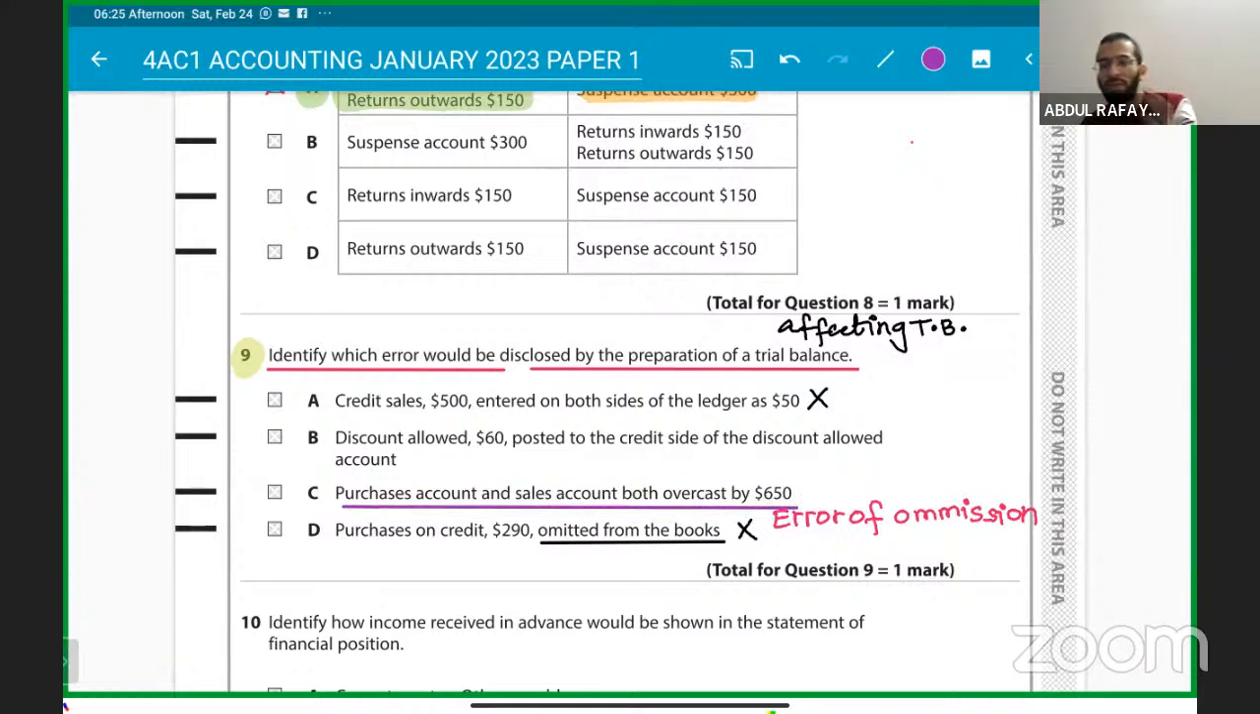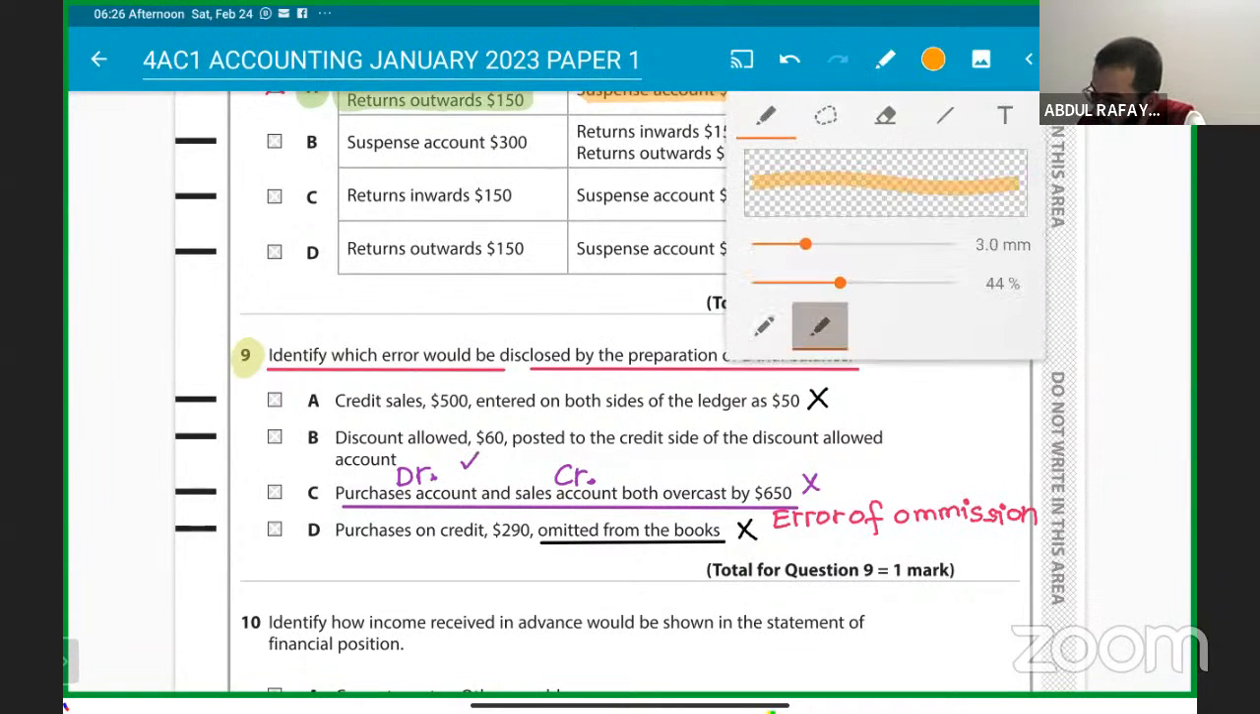Why? Because the purchases account is greater by $650 and the sales account is also greater. So the debit is greater by 650 and the credit is too, because sales is credit in nature and purchases is debit in nature. So both of them will balance off. This will also not affect the trial balance. So which is left? B is the answer. Why?